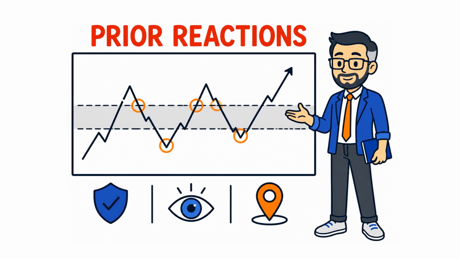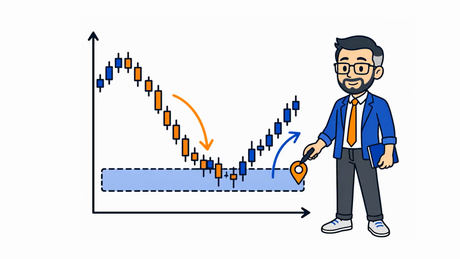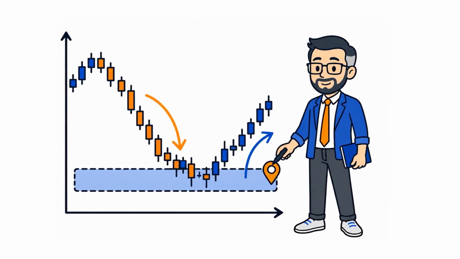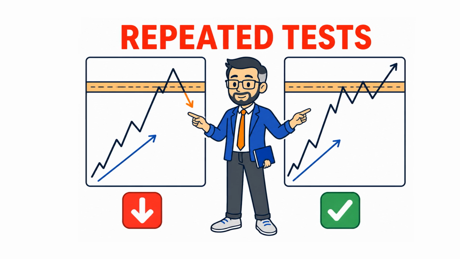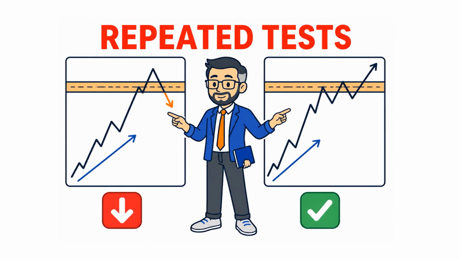Support and resistance are commonly identified in a few simple ways. First, traders look for prior reactions. If price fell into an area and then bounced, that area may be marked as possible support. If price rose into an area and then pulled back, that may be possible resistance.